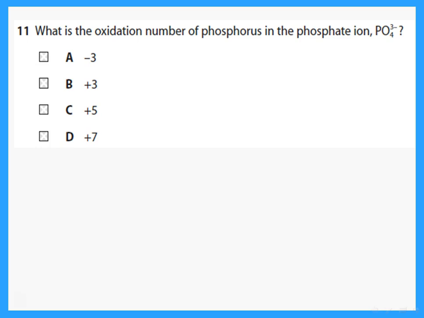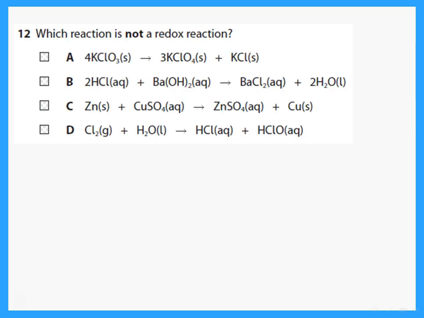What is the oxidation number of phosphorus in the phosphate ion? You remember how to calculate oxidation number? We said each oxygen has -2, so the 4 oxygens will be -8. Now, how much is the phosphorus so that you have an overall of -3? Remember that it has a 3 minus on it, so the overall should be -3, so that means my phosphorus must be +5, so that I get an overall of -3.